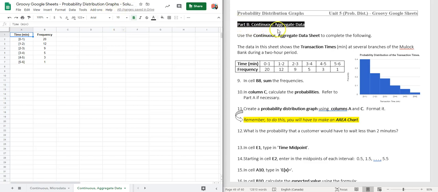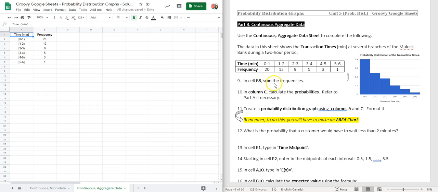This is part B of the Groovy Google Sheet probability distribution graphs, and we're going to be working in the continuous aggregate data section. We're going to be looking at transaction times in minutes at several branches of Mulock Bank during a 2-hour period. The X values is time in minutes, and that is continuous data because you can have fractions and decimals of a minute. Once again, your upper bounds and lower bounds are repeating, so you need the square brackets and the curved brackets. And you've been provided with the frequencies. So we're going to be making this probability distribution graph.